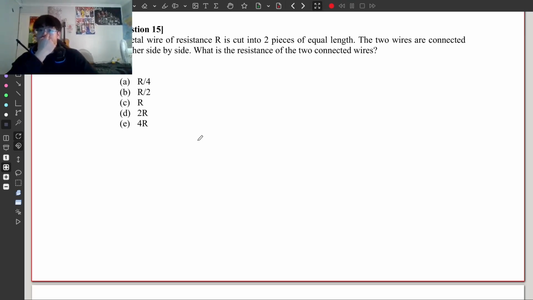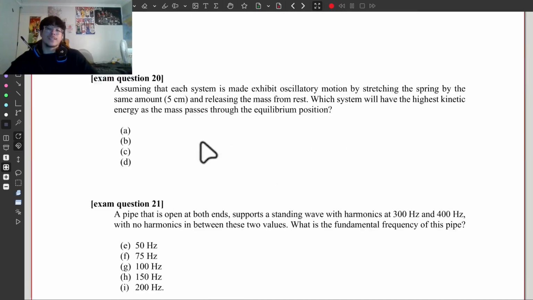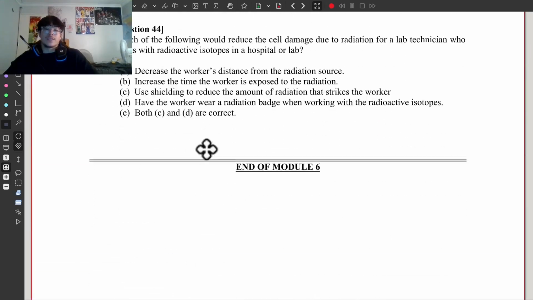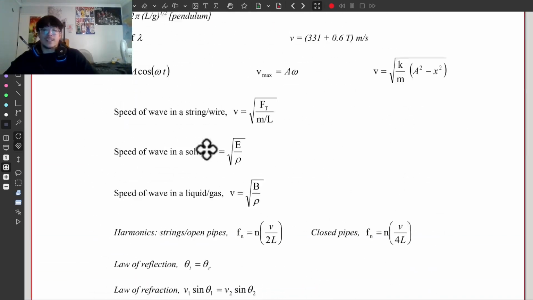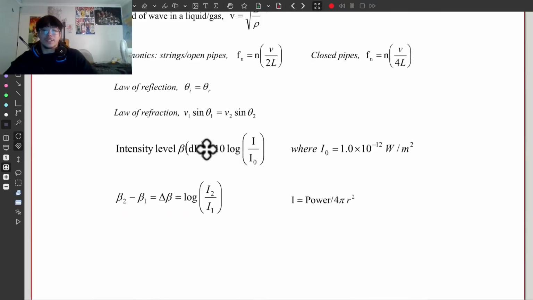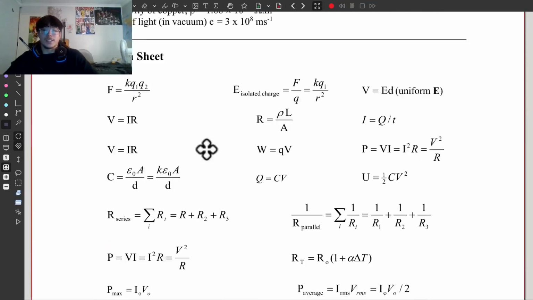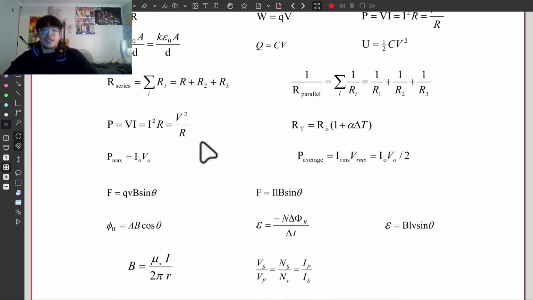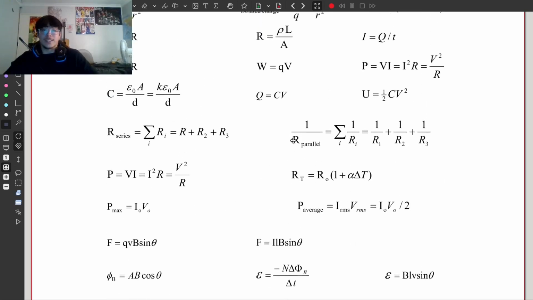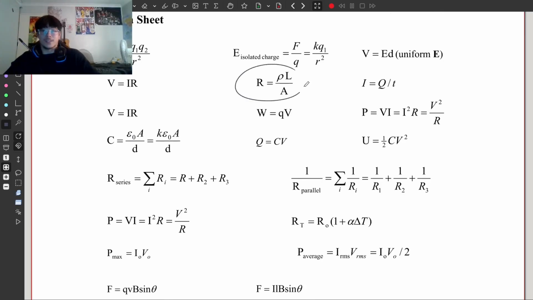A metal wire of resistance R is cut into two pieces of equal length. The two wires are connected together side by side. What is the resistance of the two connected wires? Now this question asks us to use the following formula, which is going to be the resistivity formula, this one here.